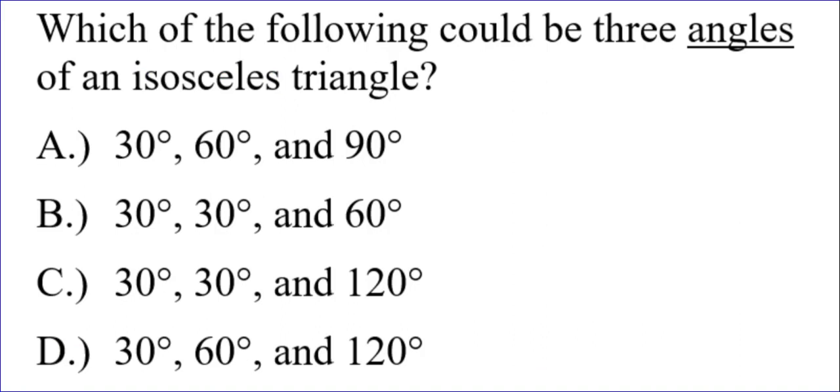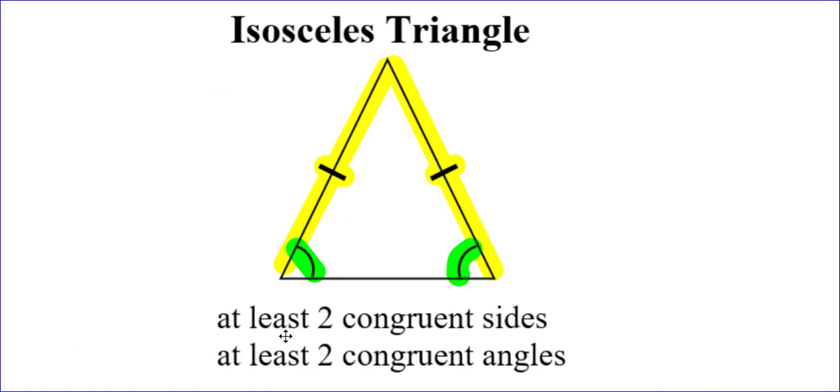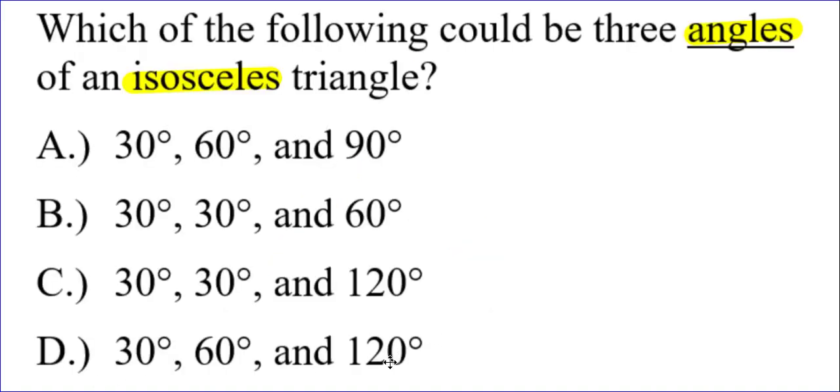All right, which of the following could be three angles of an isosceles triangle? Again, if you're not sure and want to hit pause in the video, feel free to. Well, we know that isosceles triangles have to have not only just two congruent sides, but they also have to have at least two congruent angles. And so, which choice here has two congruent angles? Well, there's actually more than one choice. Choice B has a 30-degree and another 30-degree angle, but so does choice C.